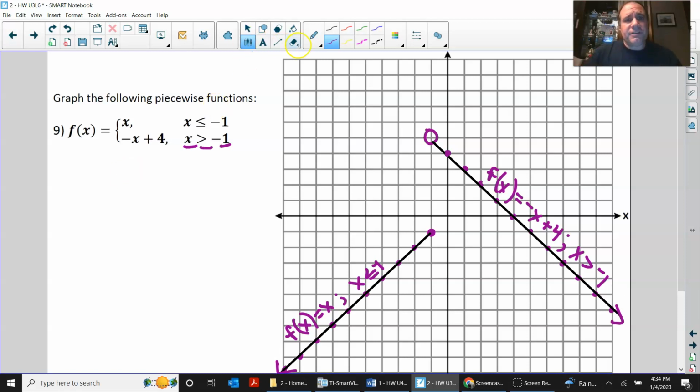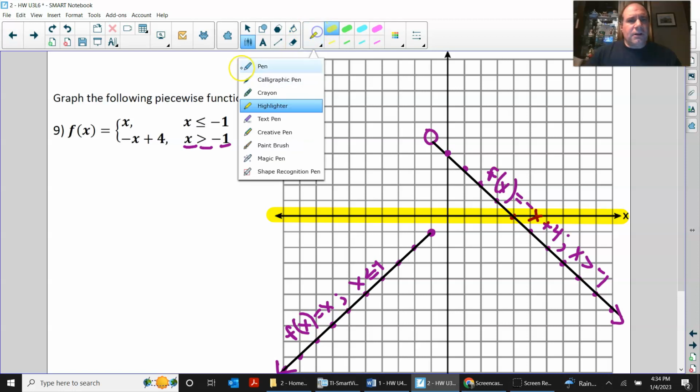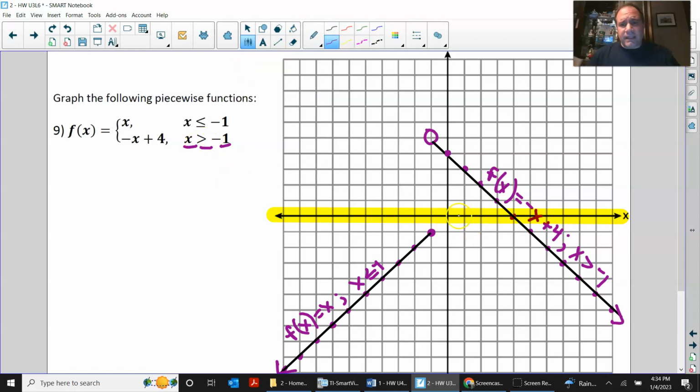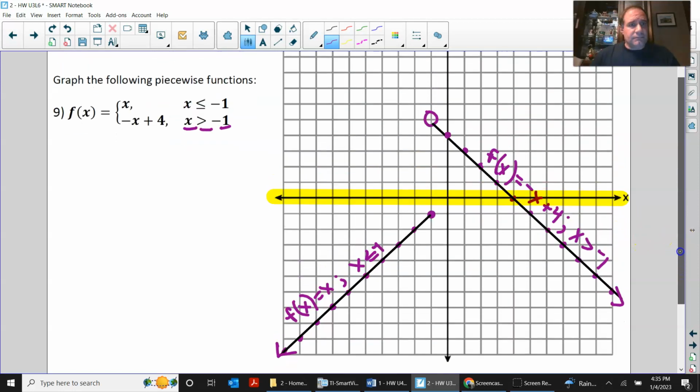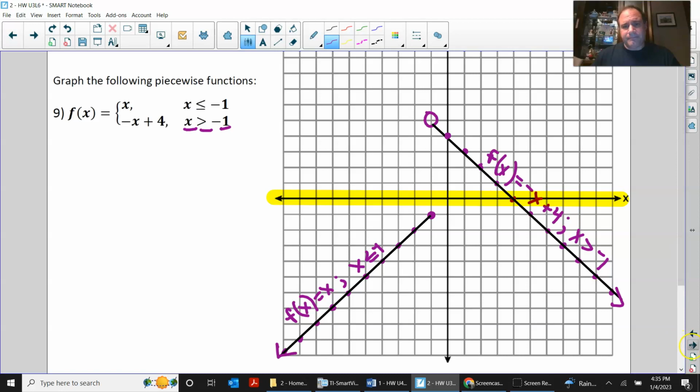When you're focusing on the domain, you're focusing on just the x-axis. That is the domain. So when we're talking about x is greater than -1, this is my -1 right here. Greater than that is this way. That's what you're graphing. And that's it. Number 9 is finished.